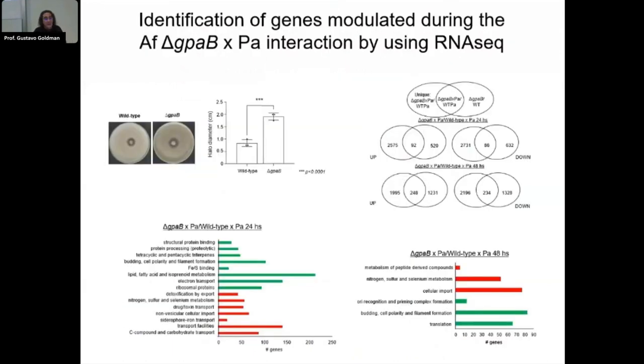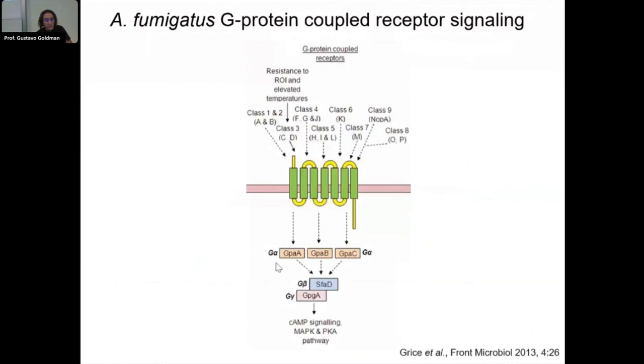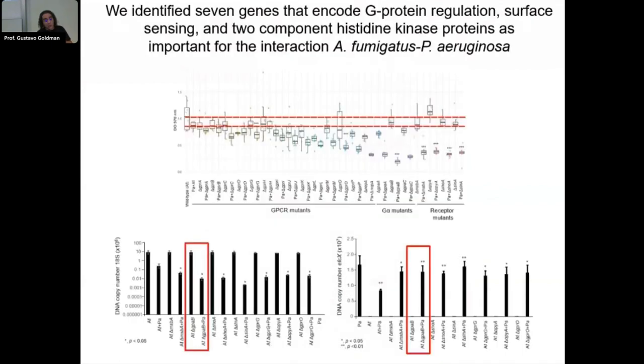Okay, and then which genes are modulated during this interaction? Then we decided to take one of these mutants. We are going to take off the others, but we decided to start with the most central one. Remember that I told you that G-alphas are important for the activation of many things, and we don't know which GPCR. In our screening, there are two GPCRs. We don't know which GPCR is interacting with the G-alpha. We identified this G-alpha, GPAB, and then we thought maybe it's good to start with the G-alpha.